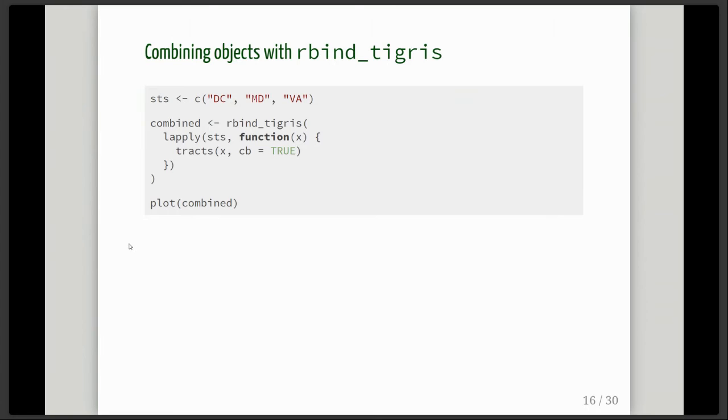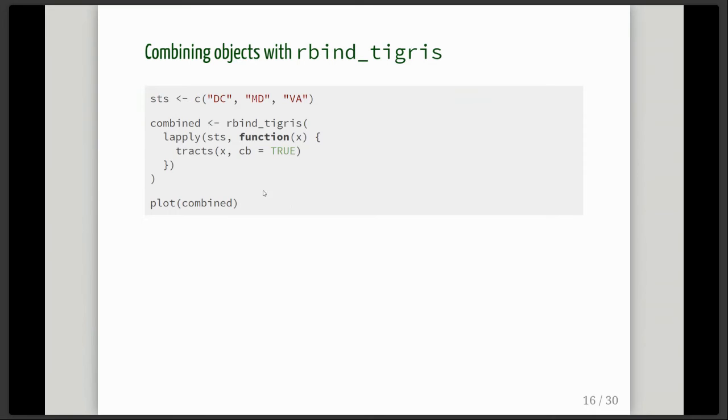And so what I do is I create a vector of the three states that I want, D.C. as a state equivalent, assign it to this sts variable, and then I supply it to this rbind_tigris function. This is a function that allows you to basically row bind objects that come from tigris together. And so rbind_tigris will check to make sure that all of the objects that you're trying to put together are of the same tigris type. You can't put together counties and tracts, but you can put together tracts from different data sets.